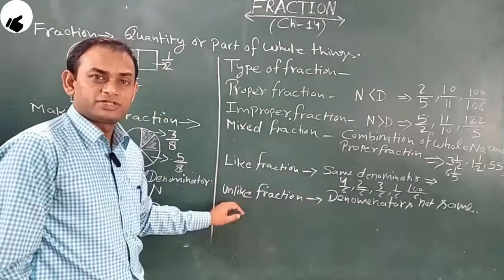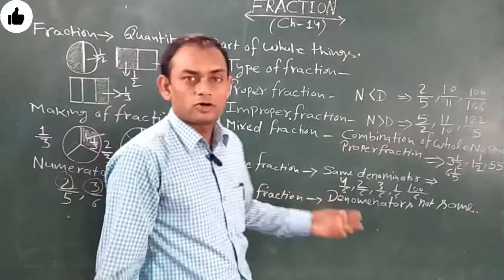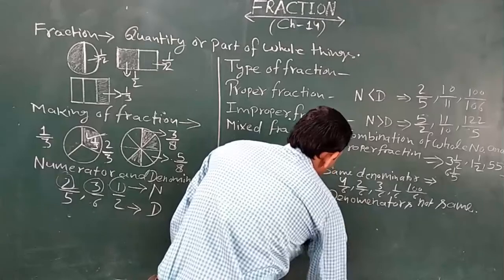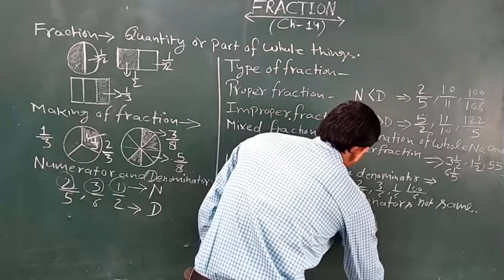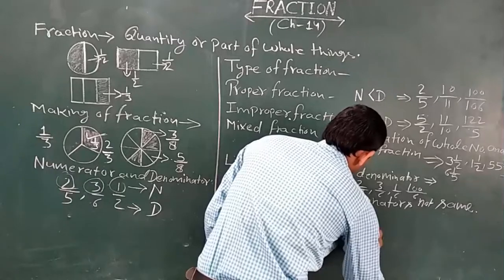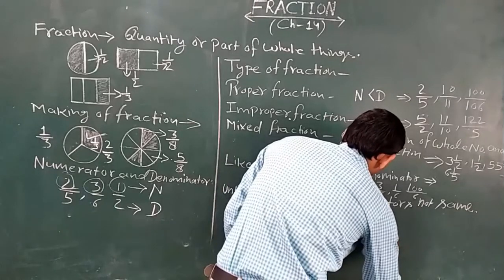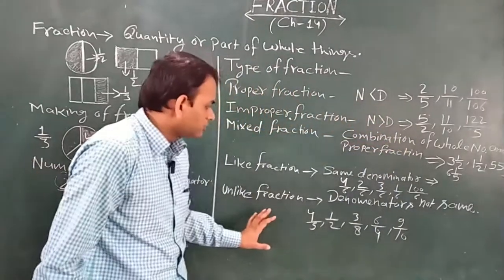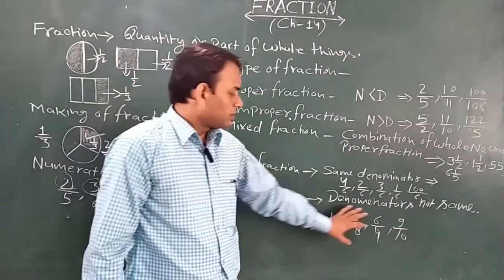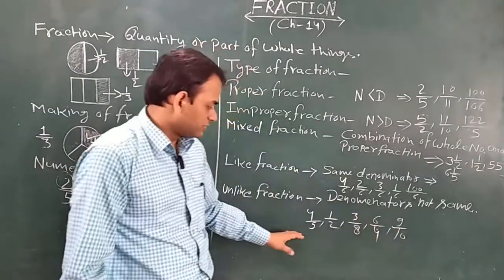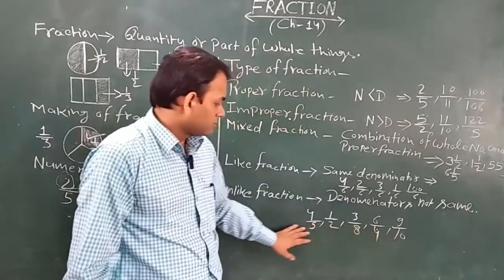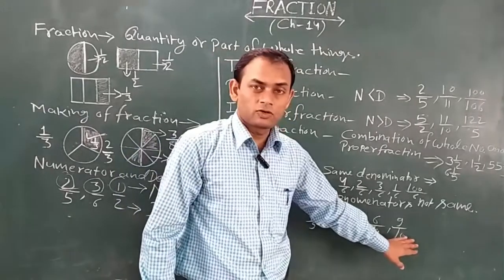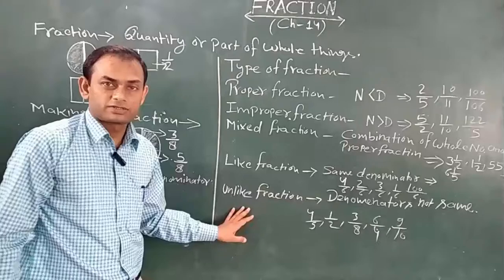Now the unlike fractions. It is just the opposite of like fractions: the denominators are not the same. Like 4 upon 5, 1 upon 2, 3 upon 8, 6 upon 4, 9 upon 10. These all are unlike fractions. You can see that in all the fractions the denominators are not the same. Here 5, here 2, and 8, 4, 10, all are different. So these are called unlike fractions.